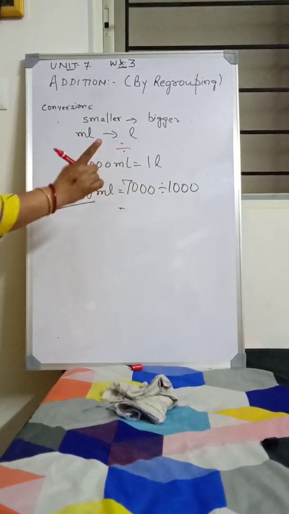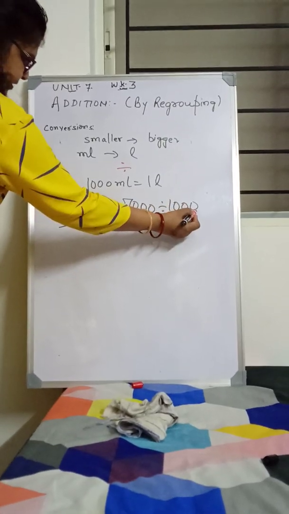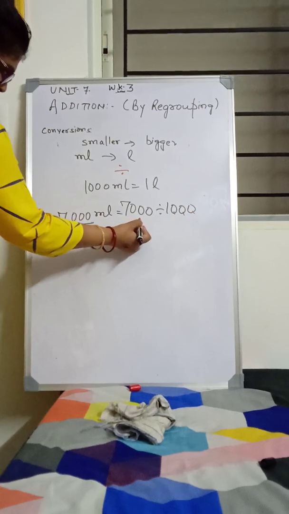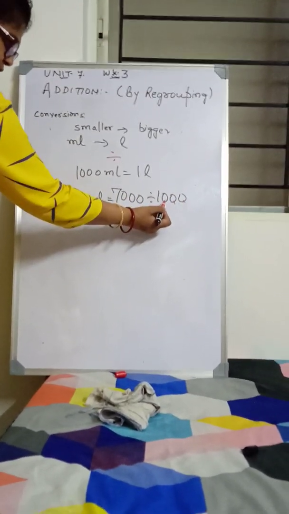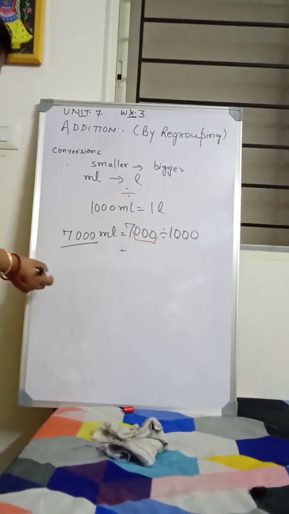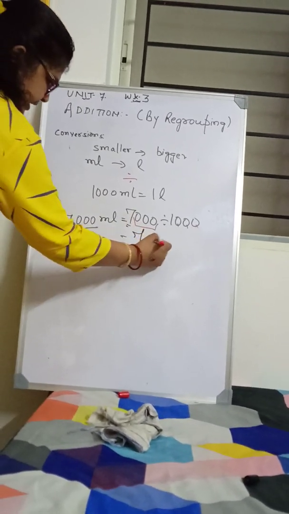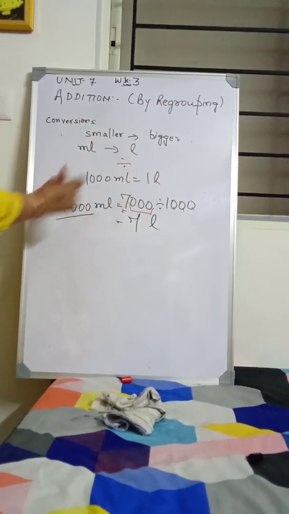So follow the property of division, this is a division operation. So 1000 is having 3 zeros, 1, 2, 3. Count the number of zeros of the divisor and then remove these 3 zeros from the dividend, and then this 7 is left, so this 7 will become liter. In this way, this milliliter is converted into liter.